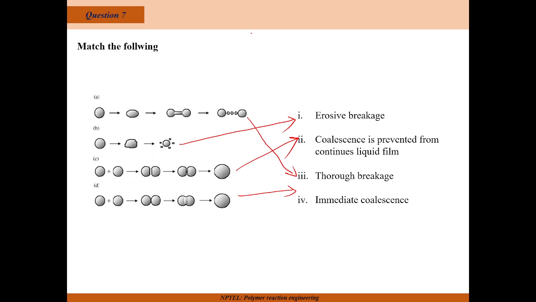So the answer to this question is A goes for 3, B goes for 1, C goes for 2, and D goes for 4. Just to note, these kinds of questions can be asked. These are the basic mechanisms of bubble breaking. During the examination, this kind of matching question can come, because similar questions are also asked in the assignment problems.